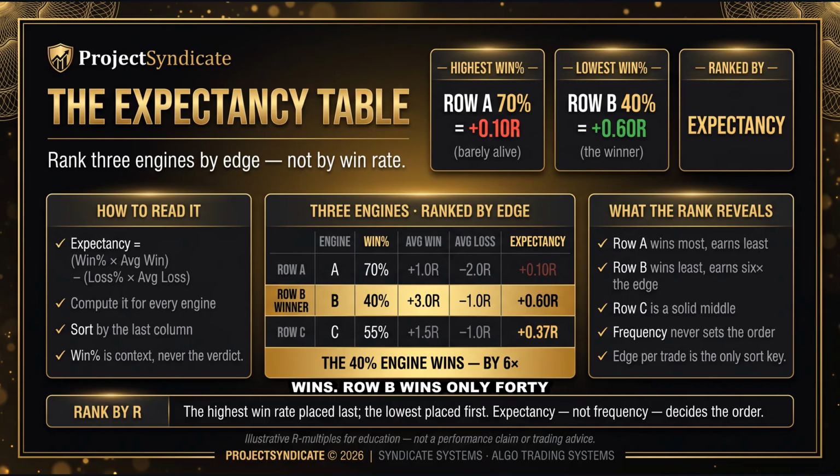Row B wins only 40%, the lowest, and pays plus 0.60R, 6 times the edge. Row C sits in the middle at plus 0.37. The 40% engine wins, and it isn't close. The highest win rate placed last, the lowest placed first. Win rate is context. Expectancy is the verdict. Edge per trade is the only sort key that survives contact with your equity curve.